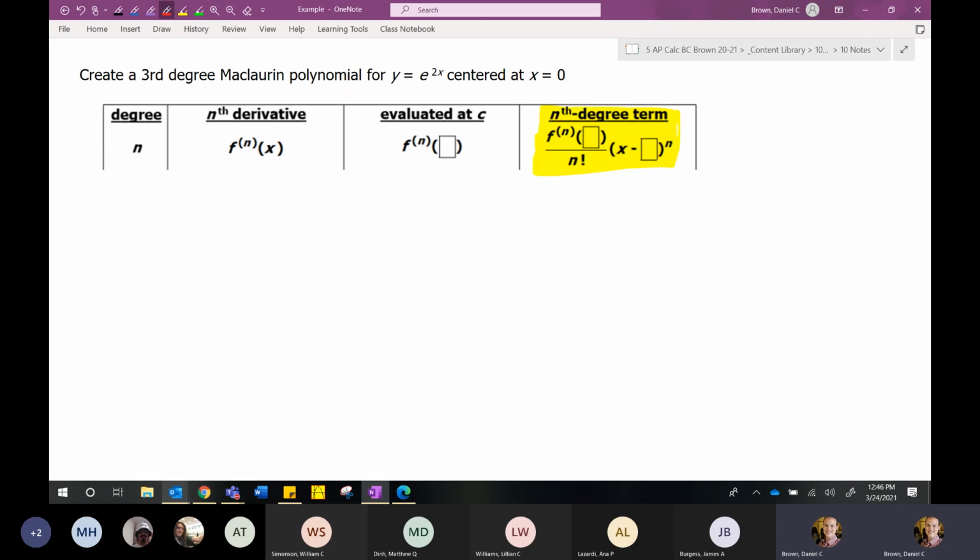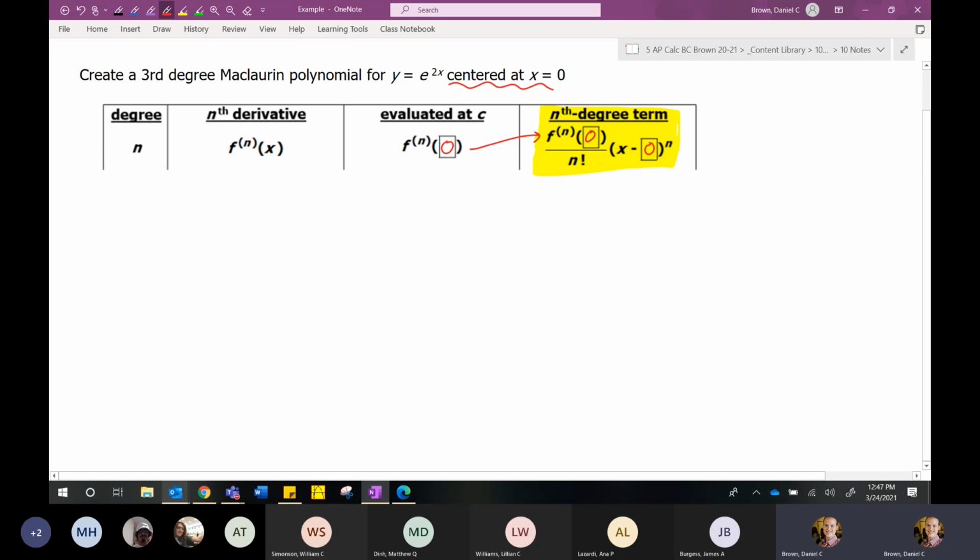So if I'm looking at this problem, we want to create a third degree Maclaurin polynomial for y is equal to e to the 2x. I wouldn't have to say centered at x equal to 0 because Maclaurin means centered at 0. So how is that going to affect my chart? That means when I find all these derivatives, I'm going to plug in 0. And then once I find that value, divide it by n factorial, and then I have x minus the center raised to the n.